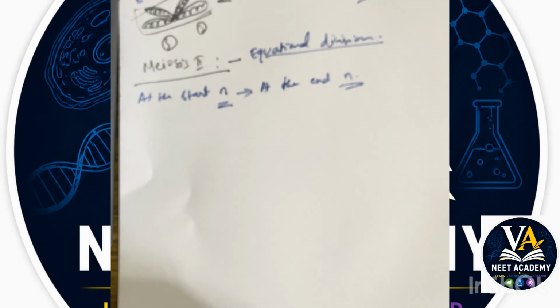So actually the chromosome number does not change. So what is actually changing? It's only the DNA content which is changing. The chromosome number is the same.